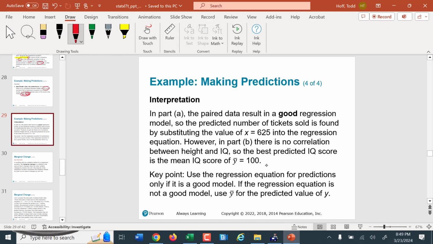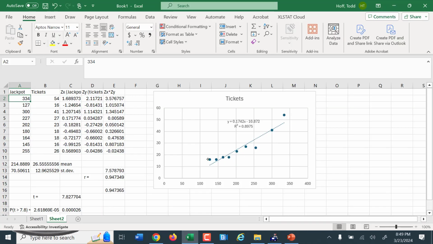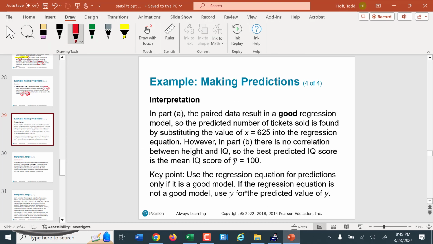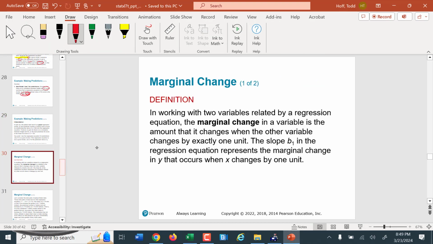So if we had a week where the jackpot was only 60 million, we wouldn't want to use this equation to try to predict the ticket sales. If we had another week where the jackpot was 500 million, again, that's way outside the range of the data. We would not want to try to use this model to predict.